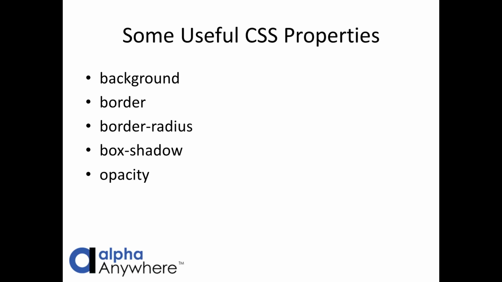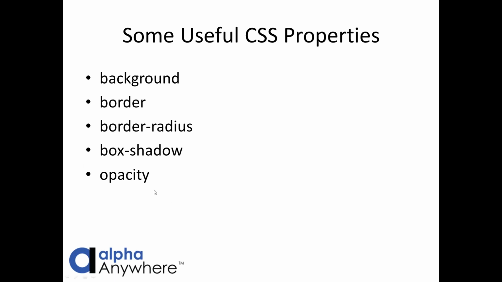Next set of properties I want to look at are background, with background color and background image being the two big ones. Your borders, border radius, which is separate from border in a way. Box shadow, which is a property that allows you to put a shadow behind or within your content. And opacity, which controls how opaque or transparent the entire content block is. So can you see through it?